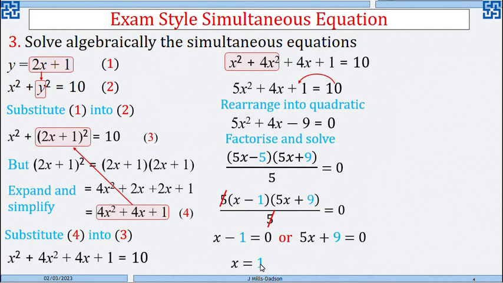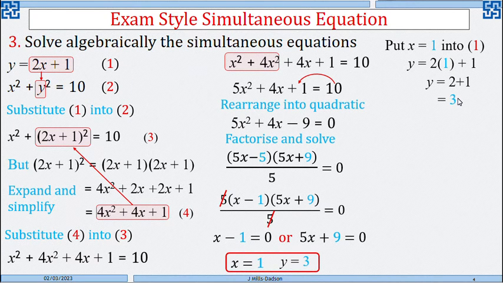So let's put this into equation 1 to find out what the y value will be. If y is equal to 2 into bracket 1, which is the x, plus 1, then when you work this out, y will be equal to 3. So it means that when x is 1, y will be equal to 3. Let's focus on 5x plus 9 equals 0 to find out the x value first.